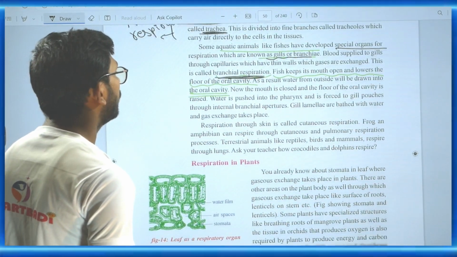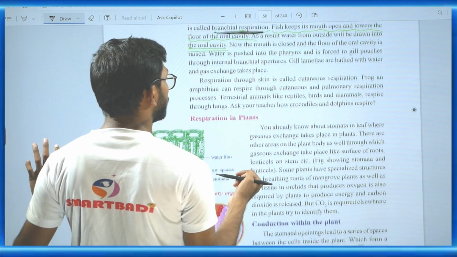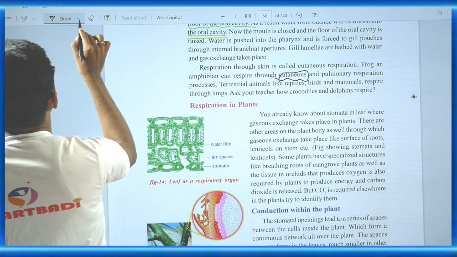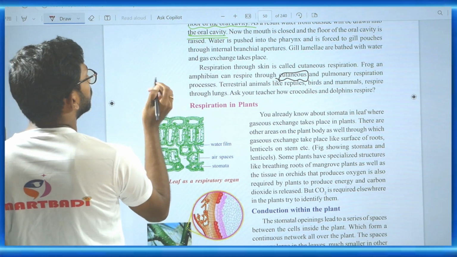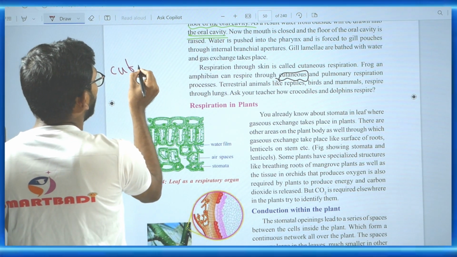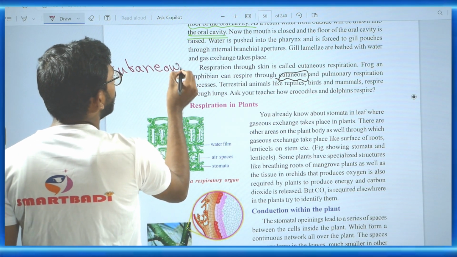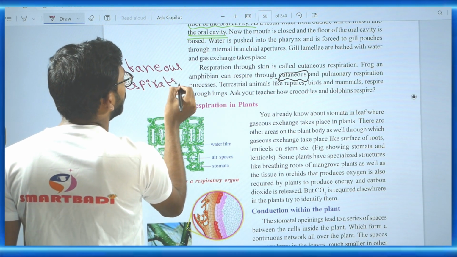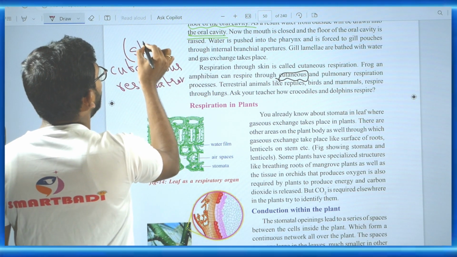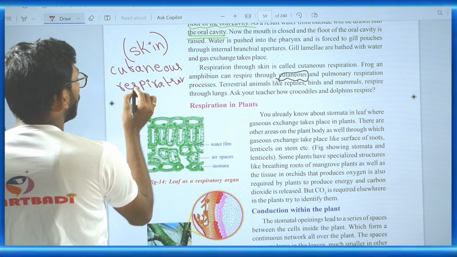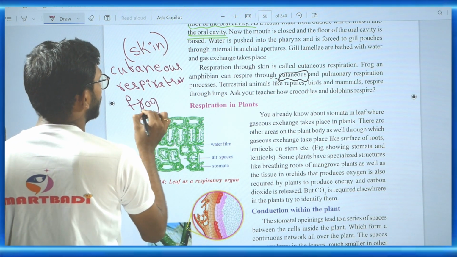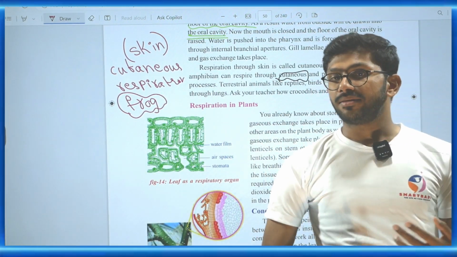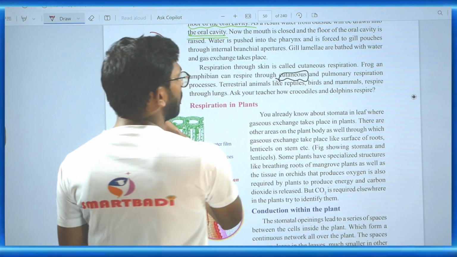And then another type present in amphibians is cutaneous respiration. Cutaneous respiration means respiration which occurs with the help of skin. In which organism can you observe it? In the frog, but not always. When the frog is present in the water, at that time you can observe it.